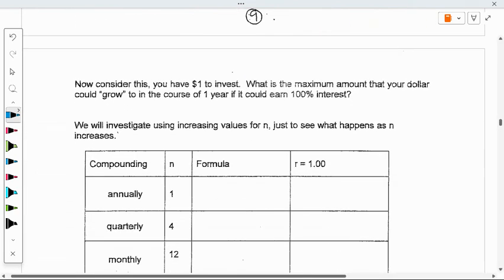Okay. So now let's consider this. This is an introduction into Euler. So you have $1 to invest. That's it. What is the maximum amount that your dollar could grow in the course of 1 year if it could earn 100% interest?